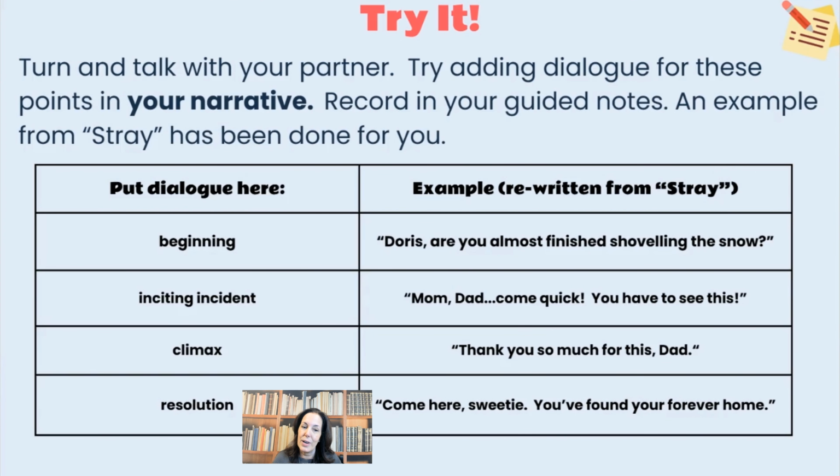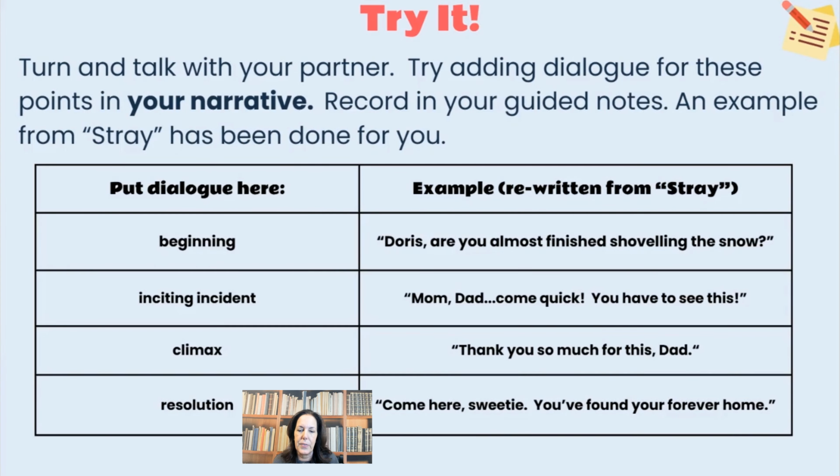So now you're going to try it. Turn and talk with your partner. Try adding dialogue for these points in your narrative. Record in your guided notes, and here's an example from Stray. So remember, I'm doing Stray, you're doing your narrative. At the beginning, again, this is not what the author did. This was just my idea.